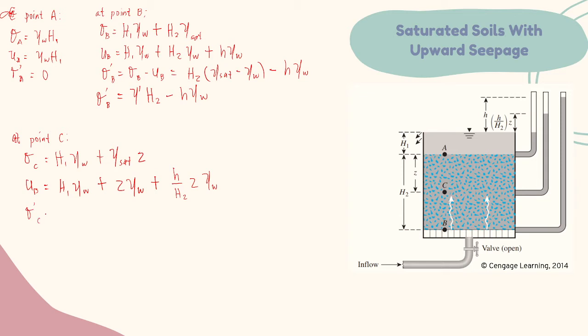And getting the effective stress at point C, we'll have to simply subtract: sigma prime C is equal to sigma sub C minus U. Sorry, this is point C, not point B. Minus U sub C. And then, if we do that, we're left with gamma sat times Z plus Z times the unit weight of water, minus H sub 2 times Z times the unit weight of water.